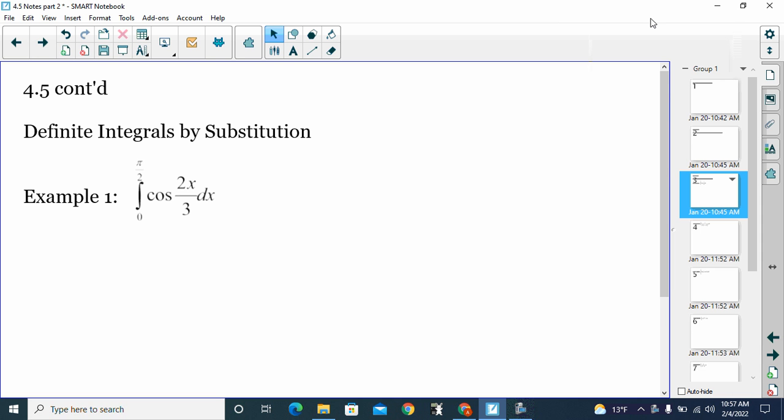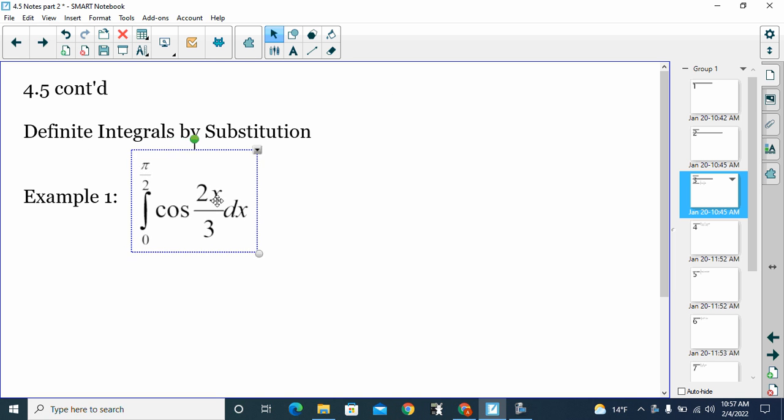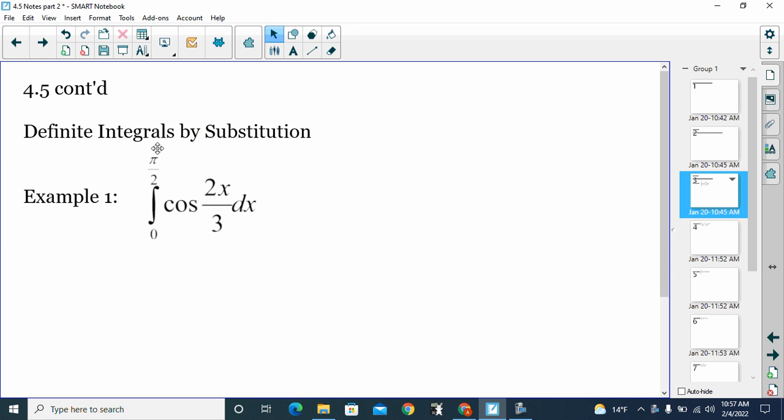These are notes from section 4.5. This is day 2. We are covering integration by substitution again, but this time we're doing definite integrals that have these bounds.